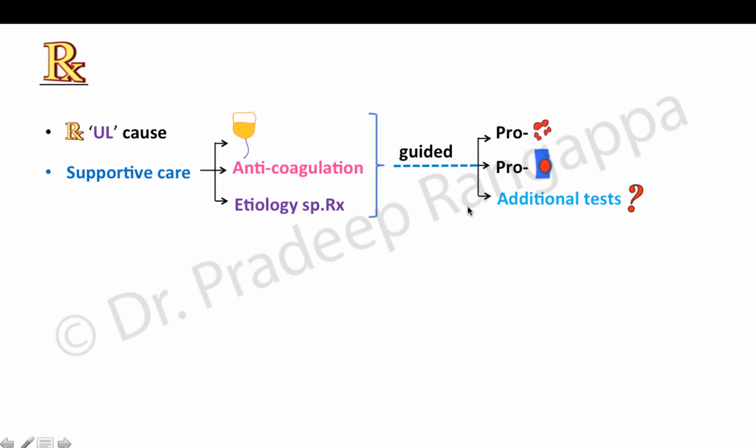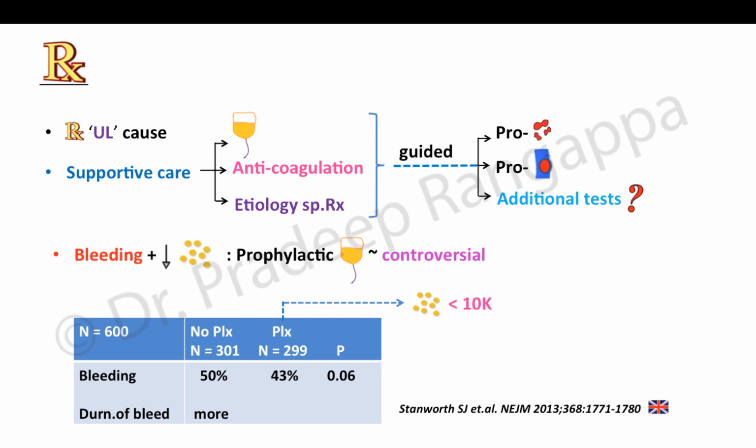Whenever you have thrombocytopenia and you're contemplating giving platelets, you need to have these three things in your mind: whether you're dealing with a pro-hemorrhagic phase, which means you may have to give platelets, or a pro-thrombotic one, or whether any additional tests are needed to establish the underlying diagnosis. If your answer is yes, there is a risk of bleeding with thrombocytopenia, or there is active bleeding with thrombocytopenia, then would you want to give prophylactic platelets or platelets? So we will look into some of the studies.